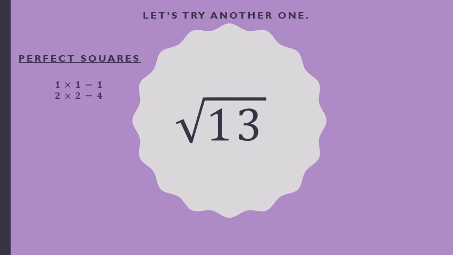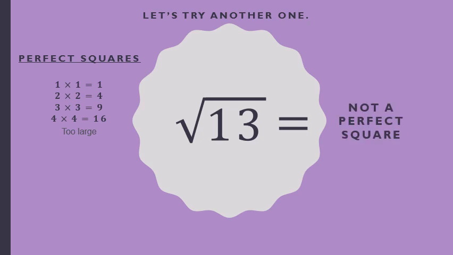2 times 2 equals 4. 4 is smaller than 13, we can keep going. 3 times 3 is 9. 9 is smaller than 13, let's keep rolling. 4 times 4 is 16. We went right past it. 13 was not one of our answer choices here. So for my answer, I'm just going to write that the square root of 13 is not a perfect square. We'll learn how to estimate this to put an actual answer there next week, but for right now, we're just going to say it's not a whole number.